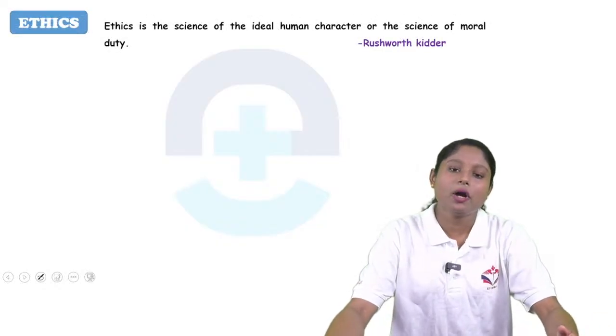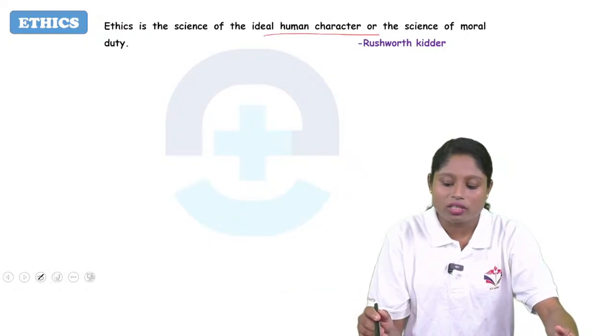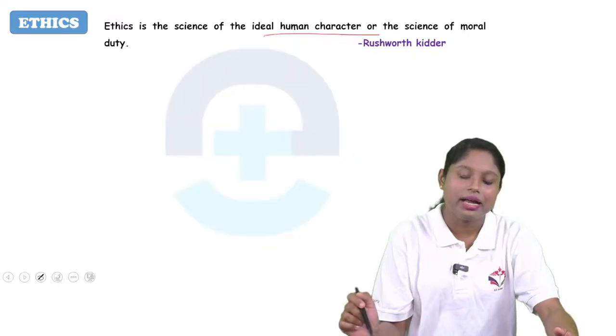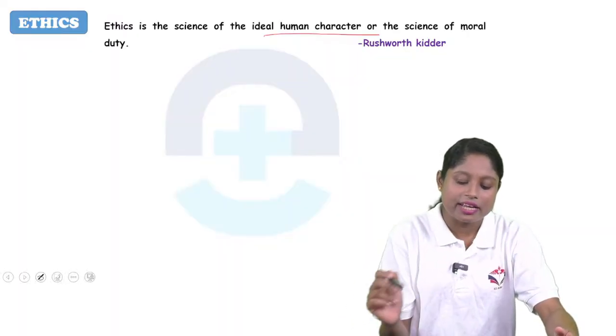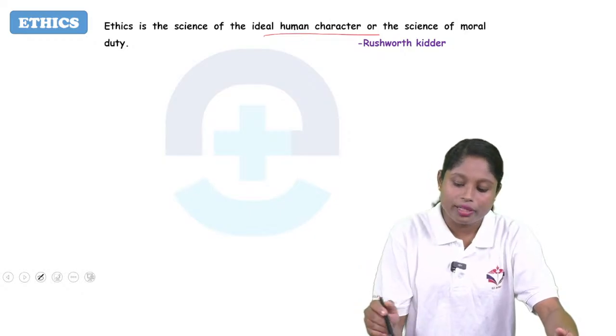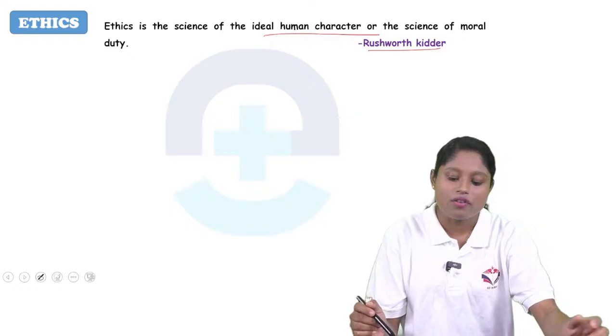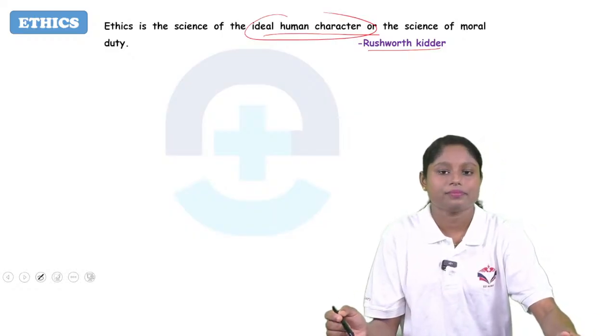So now we'll discuss ethics. Ethics is the science of ideal human character or the science of moral duty, by Rushworth Kidder. So it's a definition. This is the science of ideal human character.